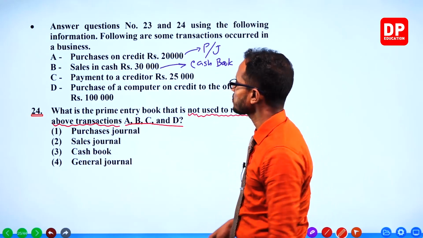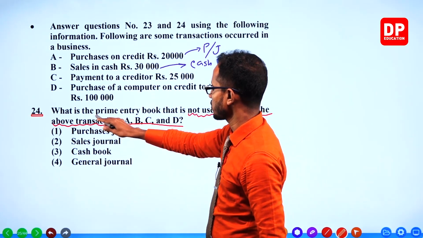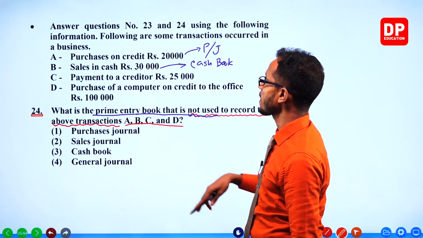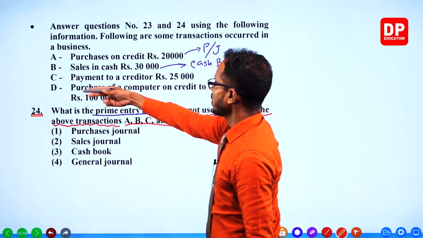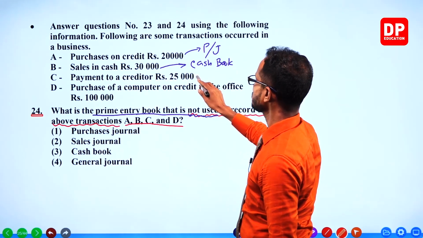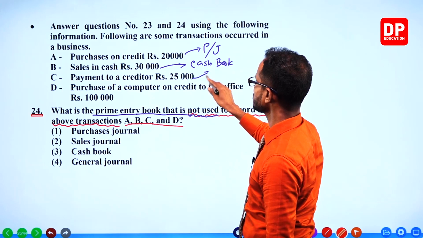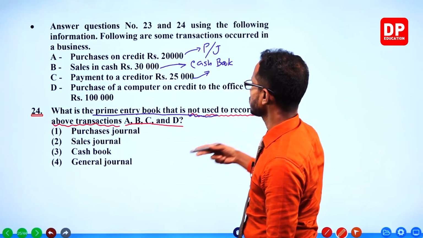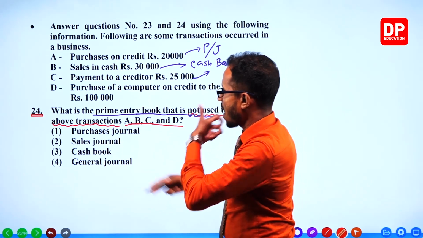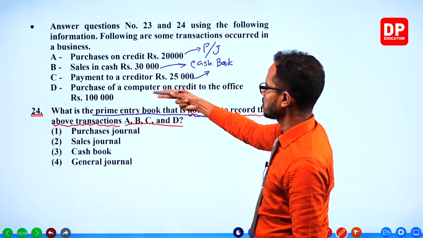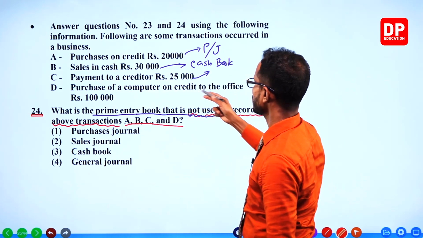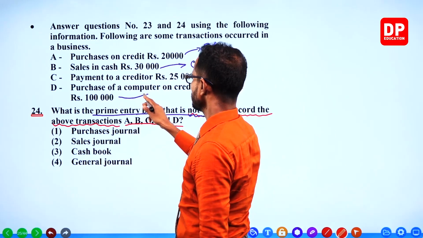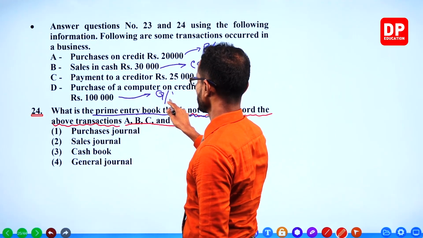They're asking for the prime entry book which is not used. Payment to a creditor, that is also cash book. Purchase of a computer on credit for the office. Purchase of a computer on credit. Okay, on credit. General journal.